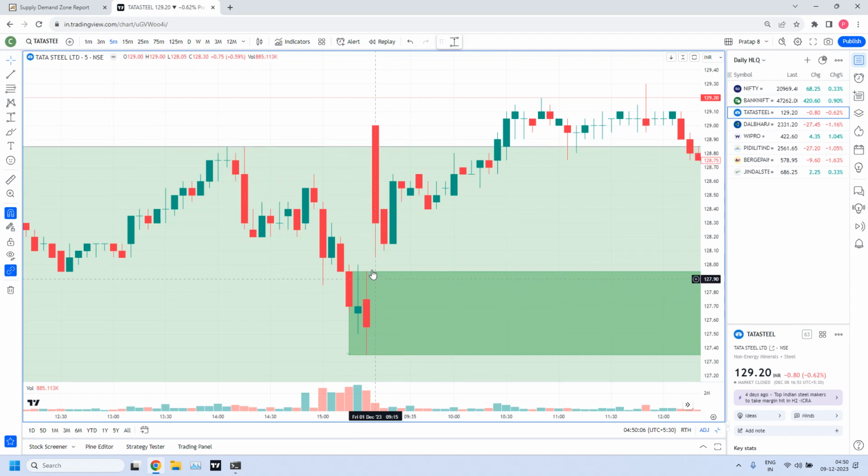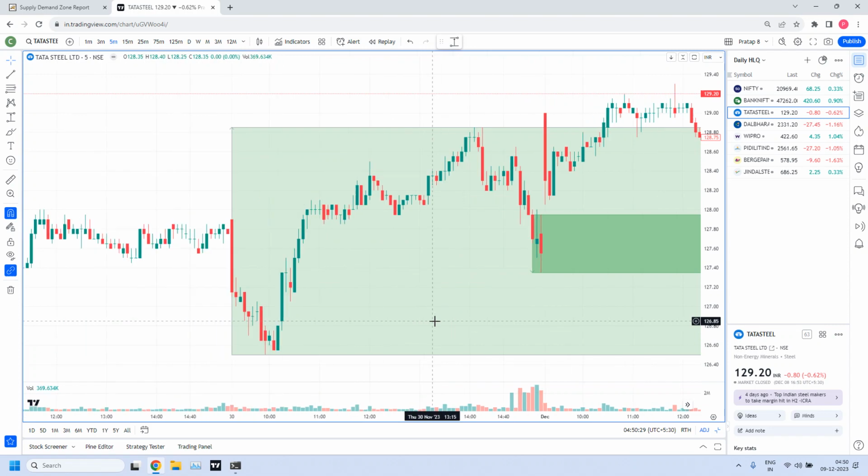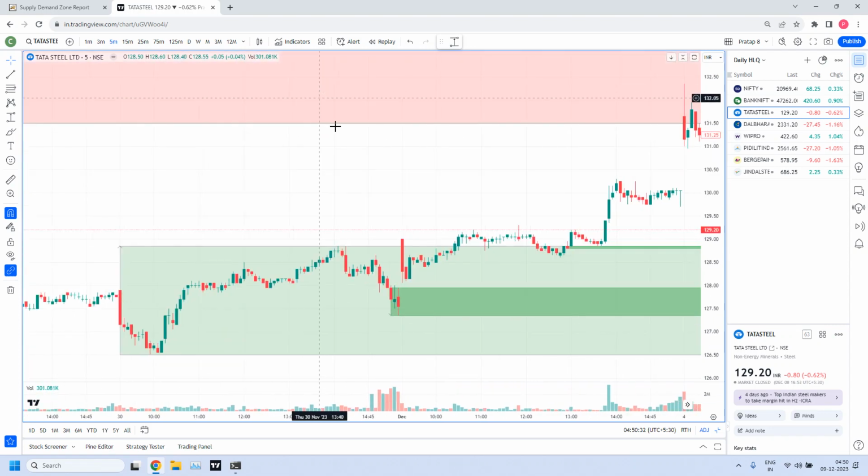But the moment you hide the body, this entire green color body will be added here, and this entire red color body we can accept like a wick. That is a big ERC candle, a large candle. So this is looking like a hidden zone. The hidden zones, mostly, will work most of the time.